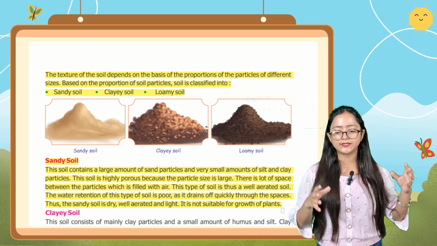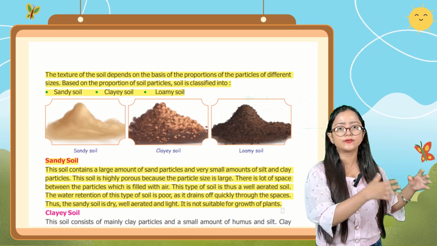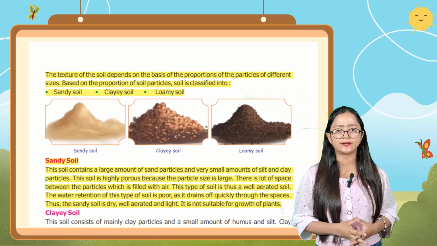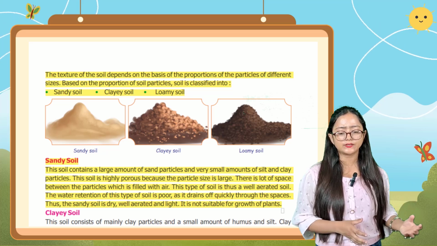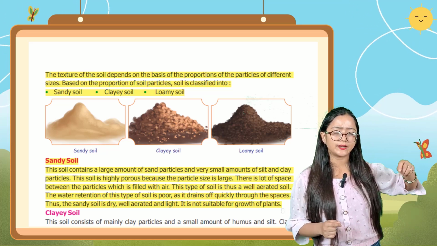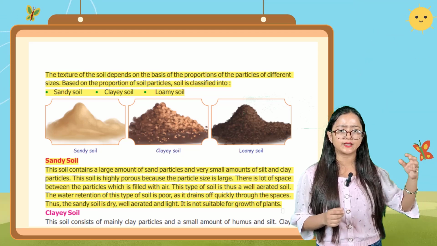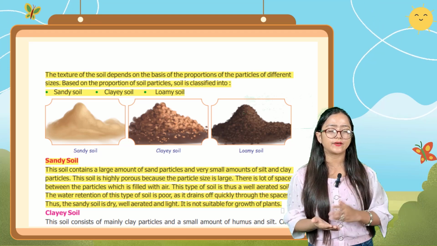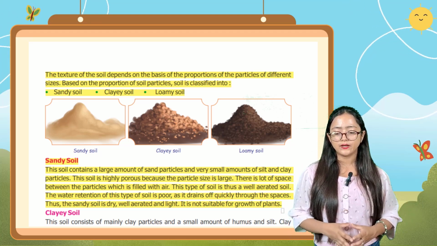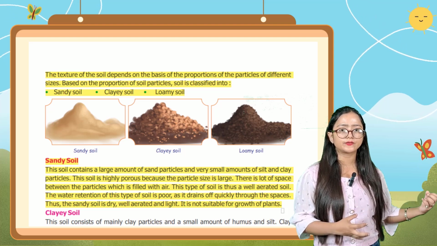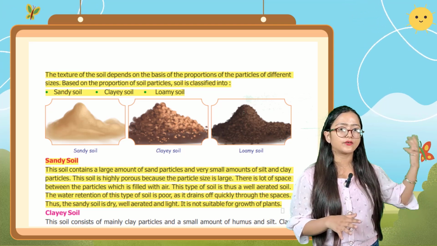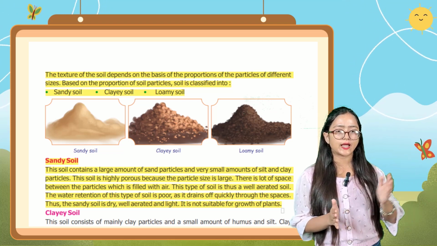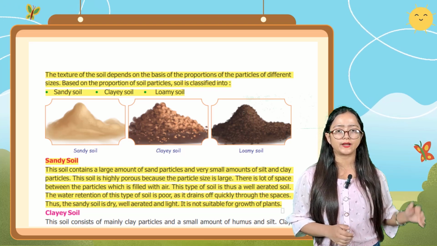So as you all know, this sandy soil contains a large amount of sand particles and a very small amount of silt and clay particles. This sandy soil is very porous, the particles are larger in size, and there is a lot of space which is filled with air. So that's why it is also known as aerated soil. The water retention in this type of soil is very low, as water drains off quickly through the spaces in the soil, and so it is not suitable for the growth of plants.